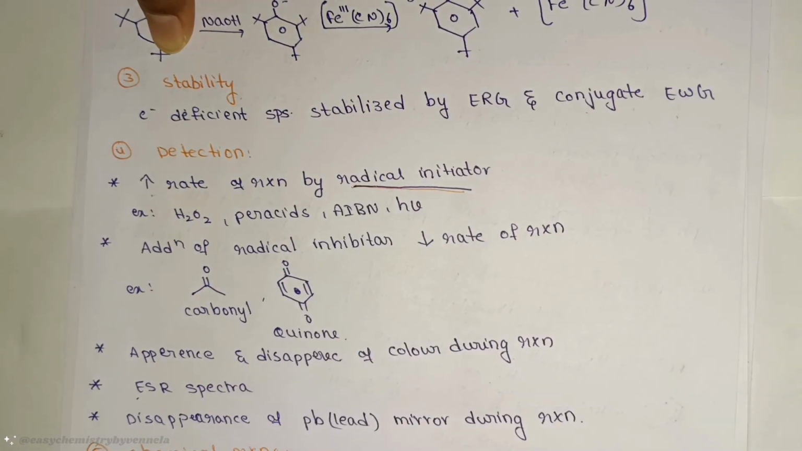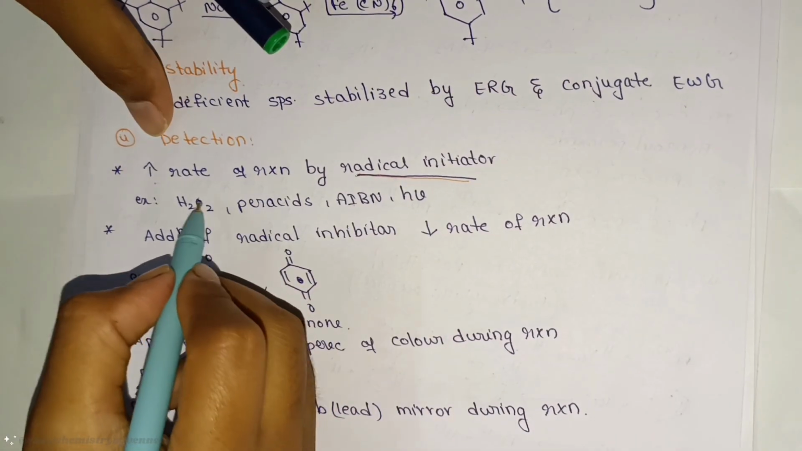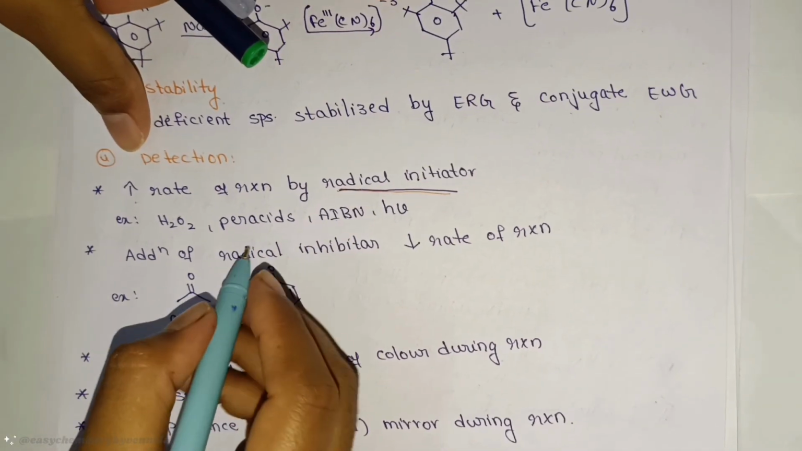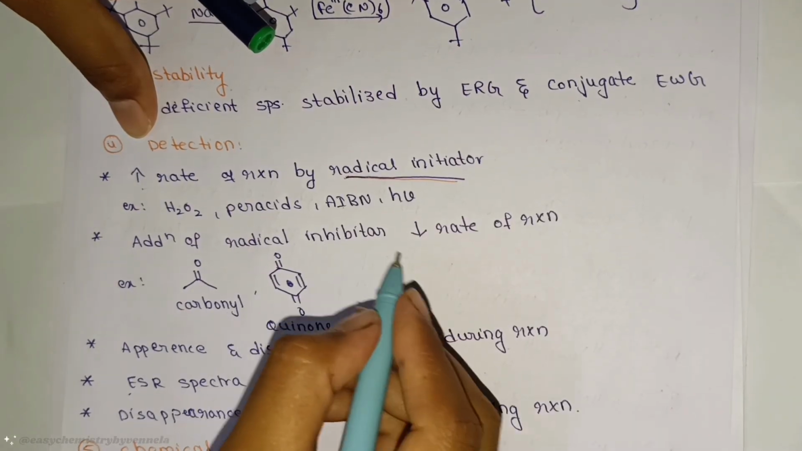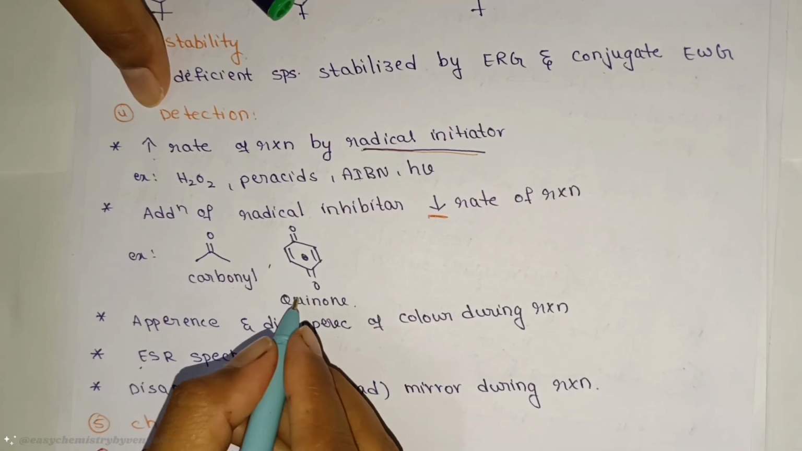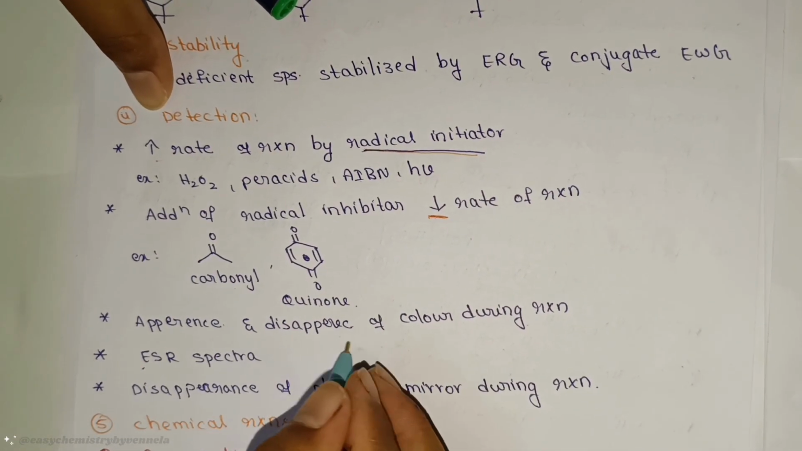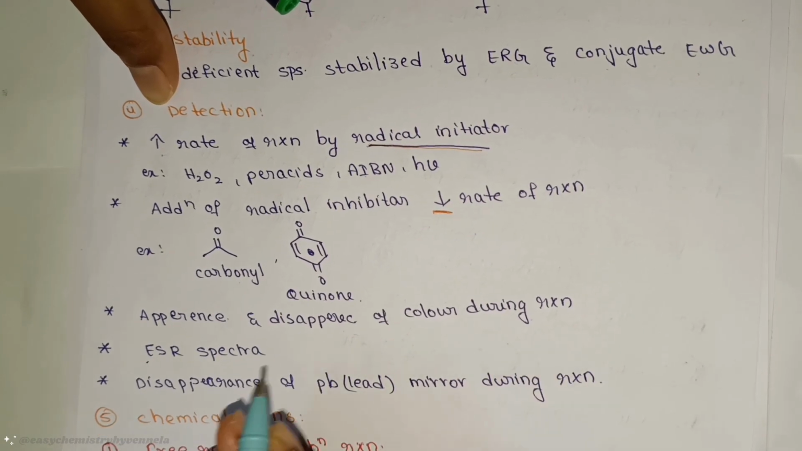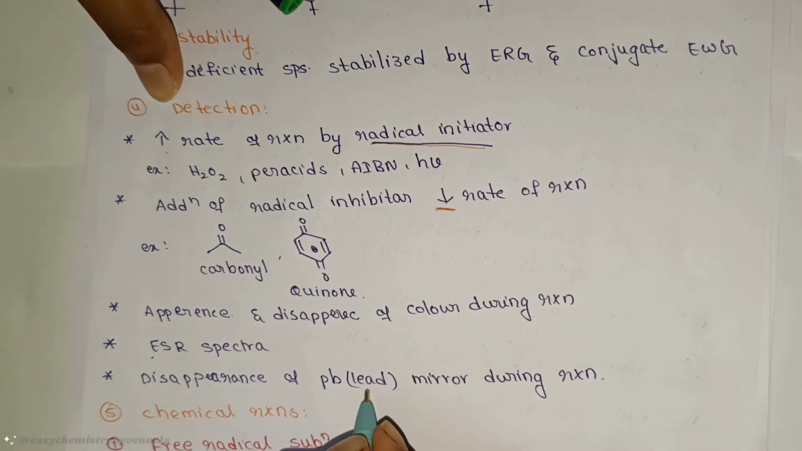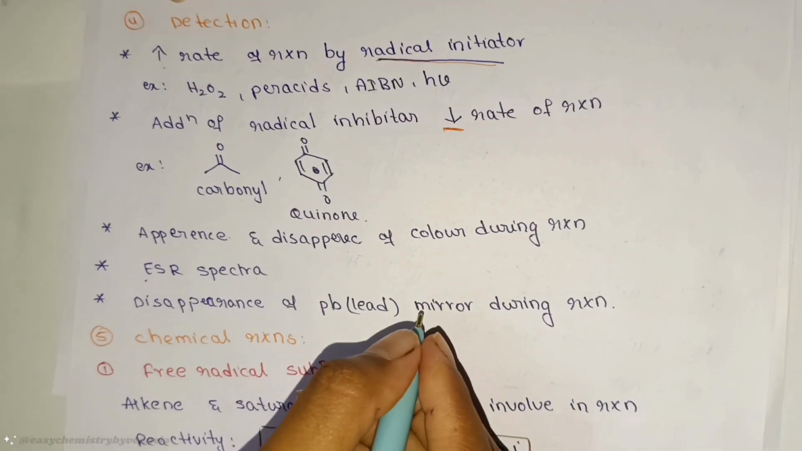What are the radical initiators? Hydrogen peroxide, peracid, AIBN. These increase the rate of reaction. At the same time, addition of a radical inhibitor will decrease the rate of reaction. These are radical inhibitors: carbonyl and quinone. Appearance and disappearance of color during the reaction. This is the ESR spectra. Disappearance of lead mirror during the reaction. By these, you can detect these are free radicals.